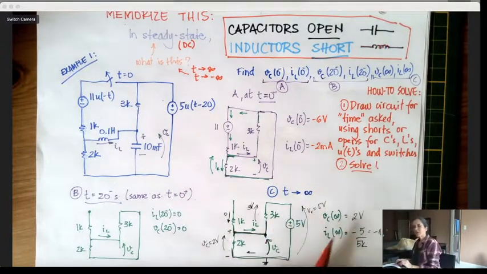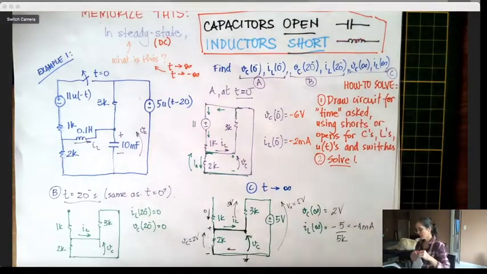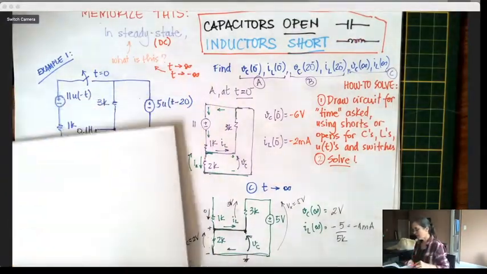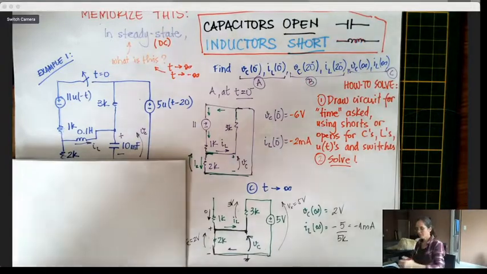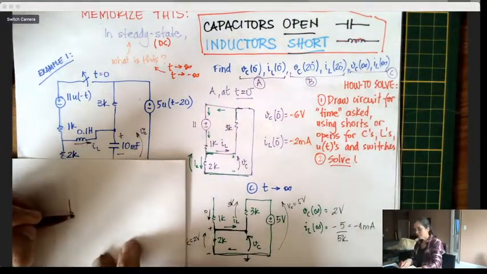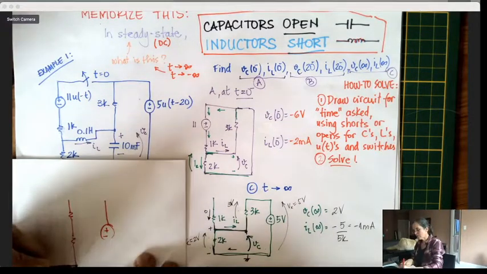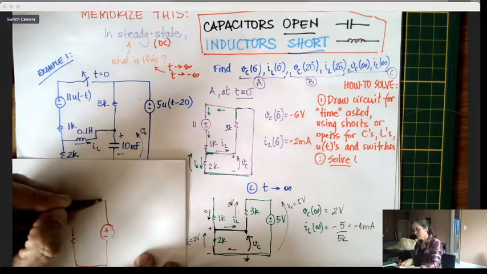Some of you asked me how I found these two numbers for t tending to infinity, so I'm going to draw those again. But this circuit I'm going to draw a little bit simpler, so instead of making a curve there, I will draw the 3K and the 2K just in the same line. I think this is easier to see.